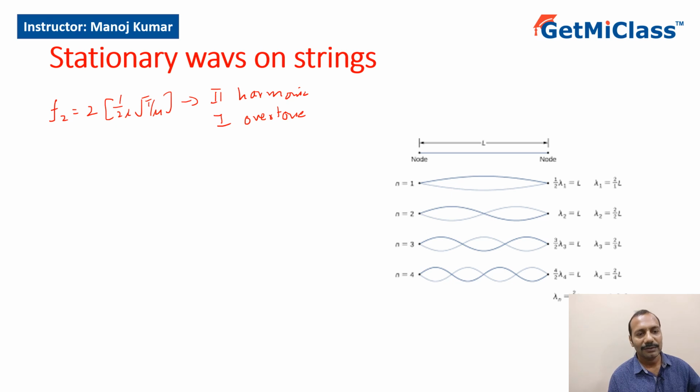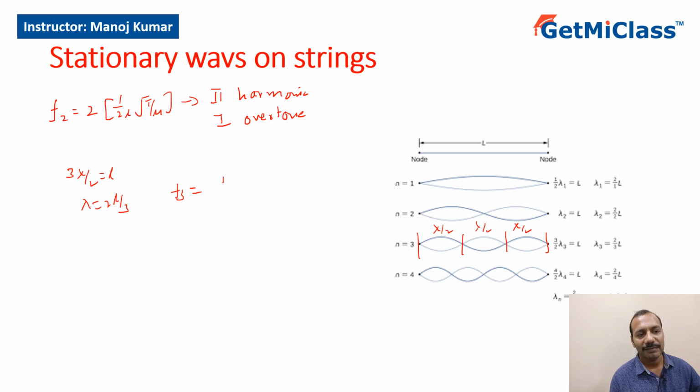Now n equal to 3, I have 3 loops. I can directly show it from here. Separation between two successive nodes is lambda by 2, lambda by 2, lambda by 2. So the total length, I can say 3 lambda by 2 is equal to L, or lambda equal to 2L by 3. So what will be frequency? f3 would be equal to v by lambda.